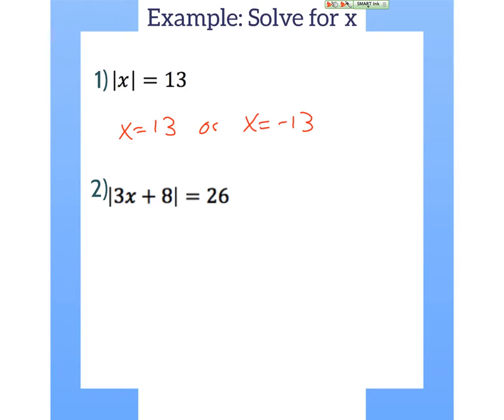So it kind of works the same way. What's inside the absolute value could be equal to positive 26, or what's inside could equal negative 26. Notice that I took my absolute value bars off. They're not on there anymore. But what's in here could be positive, or what's in here could be negative, so I have to solve for both cases. I'm going to let you guys finish this off. So keep solving. You're going to come up with two different answers. One will be cute, one not so cute.